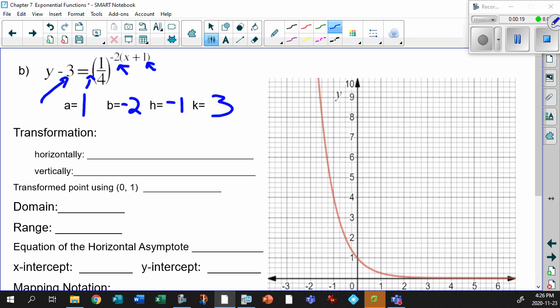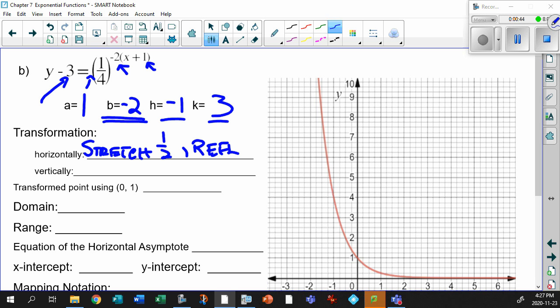So what did you do? Well, I stretched it and reflected it horizontally. I moved 1 to the left and 3 up. Okay, so horizontally, what did I do? I stretched it by what factor, though? Stretch by a factor of 1/2, and I reflected.